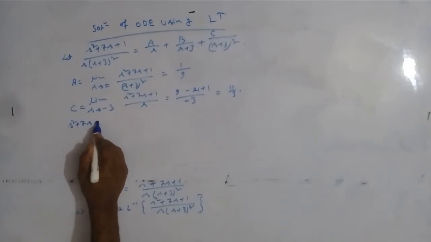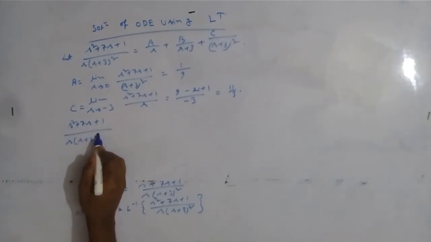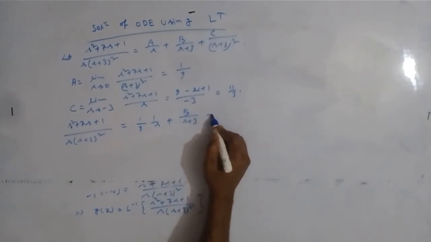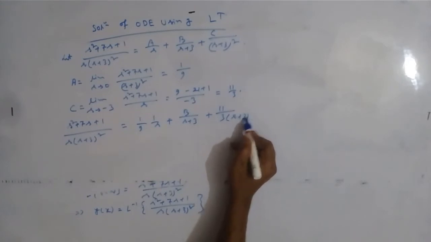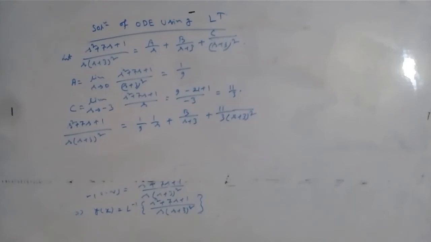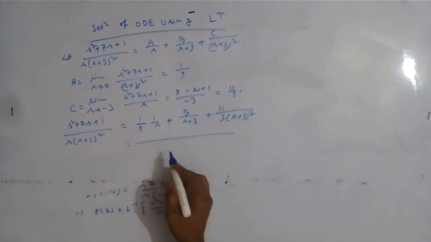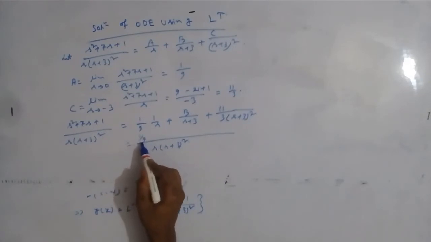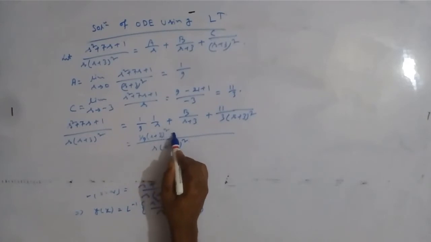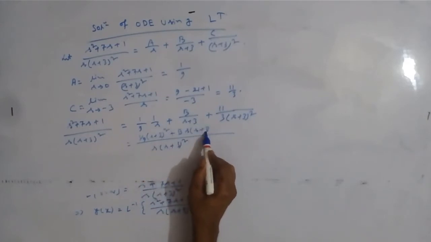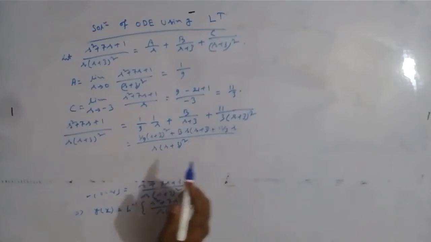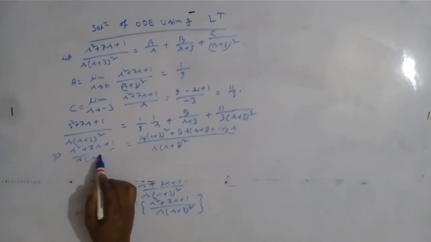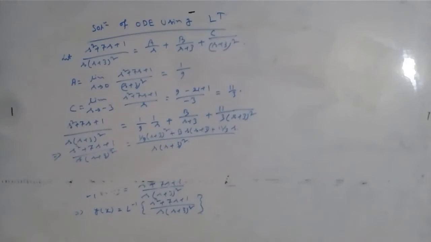So (s² + 7s + 1)/(s(s+3)²) equals (1/9)(1/s) + b/(s+3) + (11/3)/(s+3)². Now first we'll perform the LCM, then we'll compare coefficients. So s(s+3)² is the LCM, and the numerator is (1/9)(s+3)² + b·s(s+3) + (11/3)s. Now see, this is s² + 7s + 1 over s(s+3)², so the denominators cancel out since they are the same.